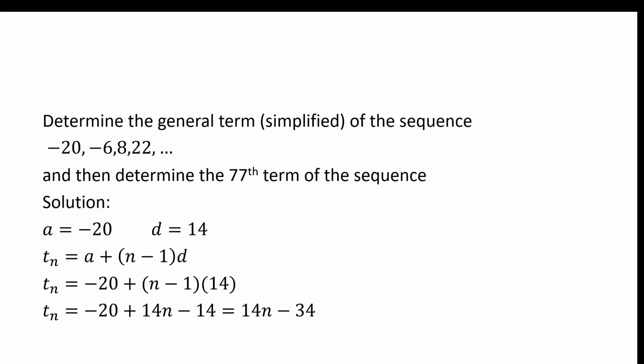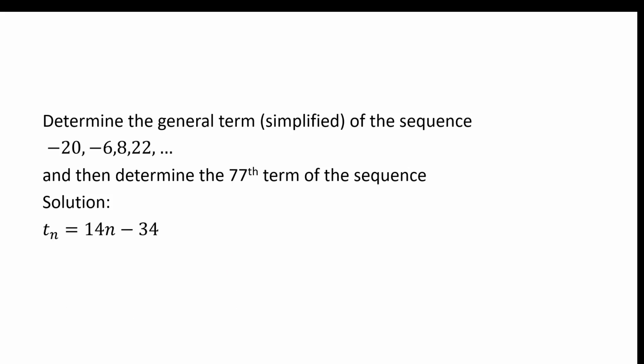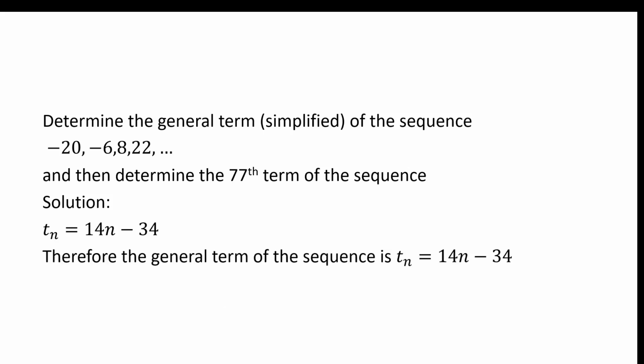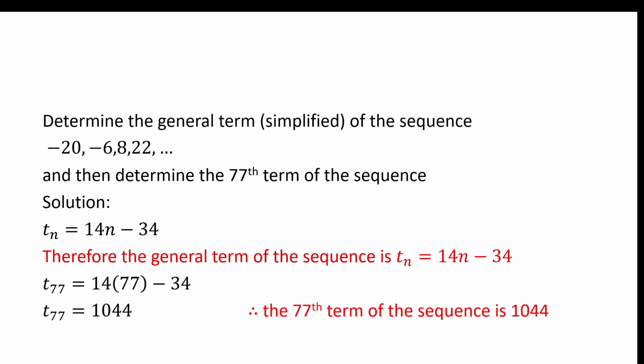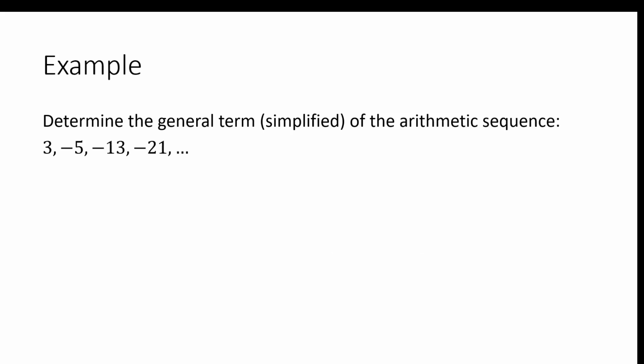So we know that Tn will always equal A plus n minus 1 times D. Subbing in an A value of negative 20 and a D value of 14, we get that Tn equals 14n minus 34. To know the 77th term of the sequence, we're simply going to let n equal 77. So T77 will be 14 times 77 minus 34, which is 1,044. The 77th term of that sequence is 1,044.